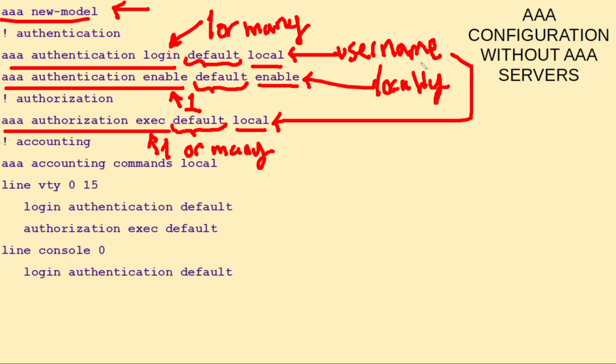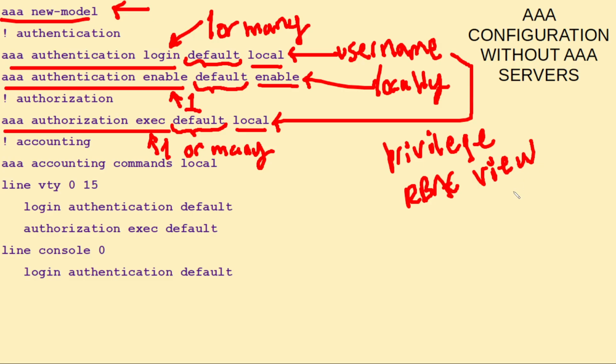Remember that when issuing the command username, you have to grant users a privilege level or an RBAC view. So that configuration is going to be taken into account in order to grant the necessary permissions to users. Now, what users can execute and configure depend on whatever privilege level or RBAC view that you assign to them.